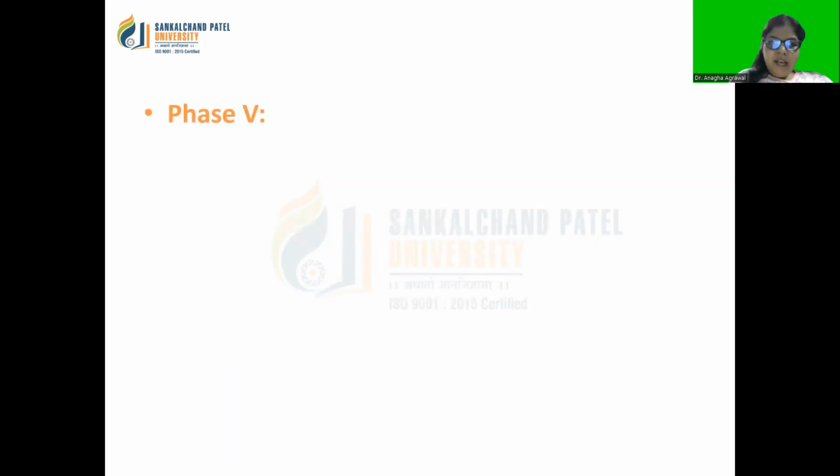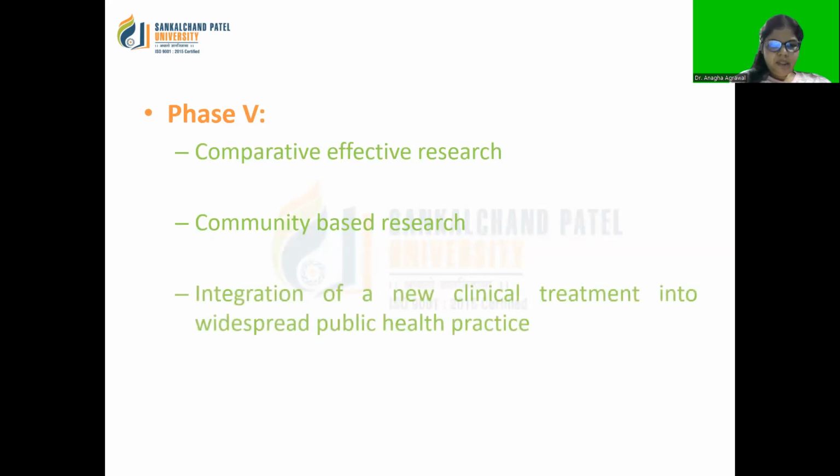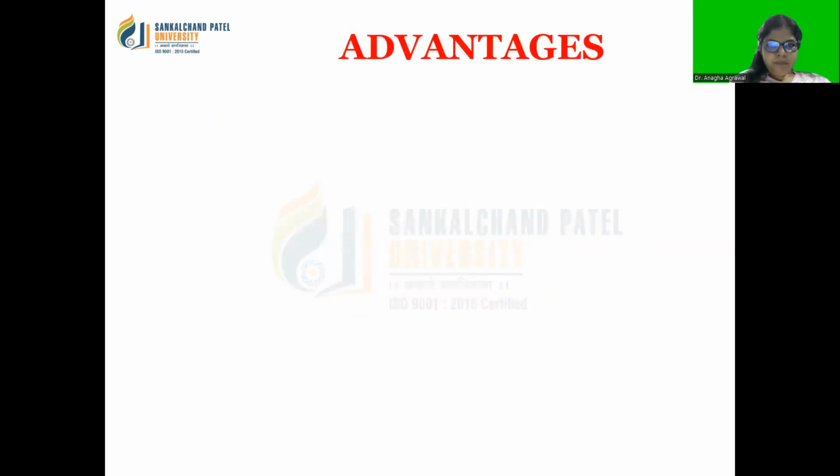Phase 5, that is the last phase, when we actually give this drug to all people and find out long-term side effects. So comparative effectiveness research and community-based research are done, and integration of a new clinical treatment into widespread public health practice. So the drug has been considered as a drug for that particular disease and can be distributed over the counter.